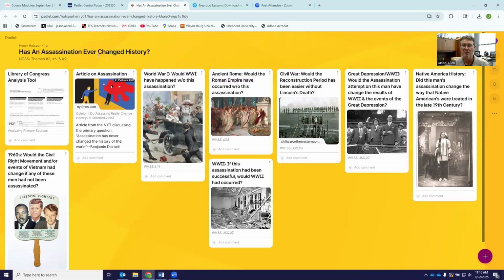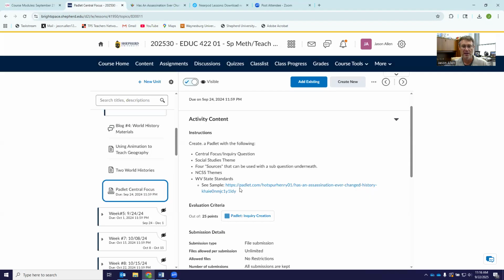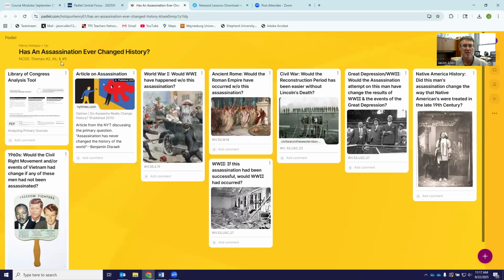Has an assassination ever changed history? You don't have to do that one, just a big question. And then you're going to pick a primary source or an image and have a question that would be related to it. So let's look. I think I had 4. Create a Padlet with the following. Central focus, that's the big one. Has an assassination ever changed history? What's your theme? There's the themes right there.